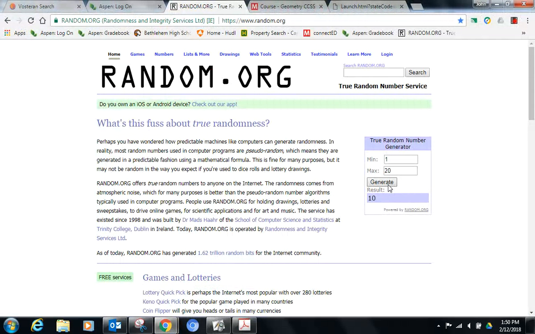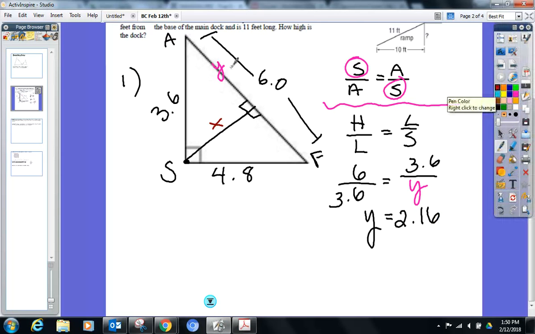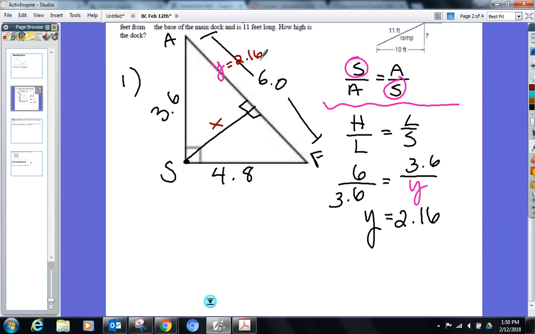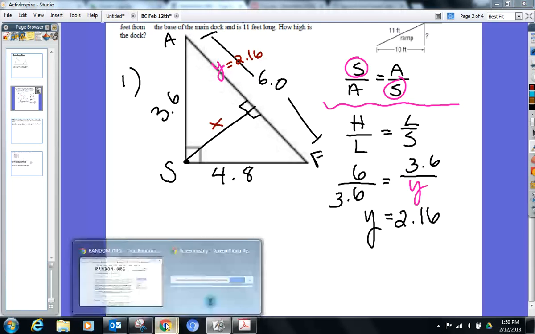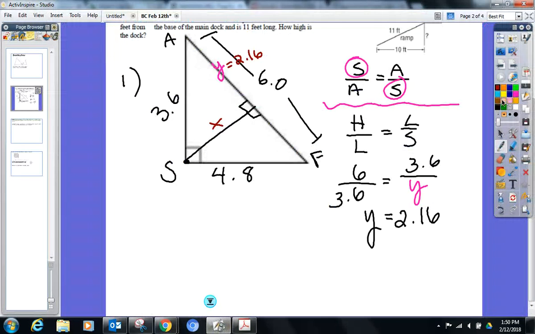What do you have there for the segment? 2.16. Yep. That's this one right here, 2.16. That would take care of one of the segments in SAS. And remember, they're different ones, right? So I still need to find the other segment. Do I have to do hills again? What's a quick way I could just find the other segment length if I know the first one's 2.16? Okay, subtract it from 6. And when you're ready, let me know the other segment length.